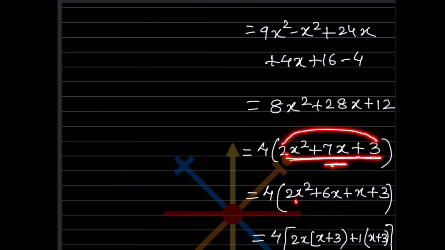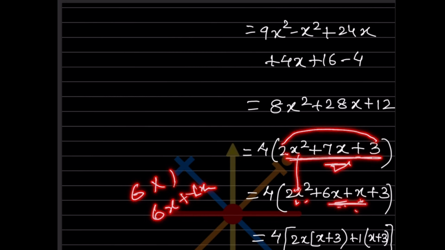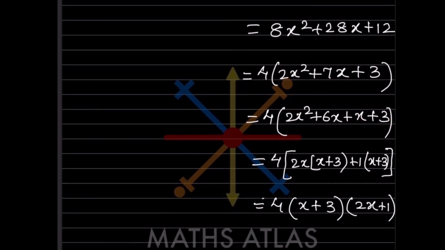So now see here, this 2x is going to be the same. You know 6 ones are 6, that will be 6x plus 1x, that is going to be 7. We don't usually write 1, so we can just write x. So here, for the middle term, 7x, and this is 3. Now we are going to make it into 2 groups.